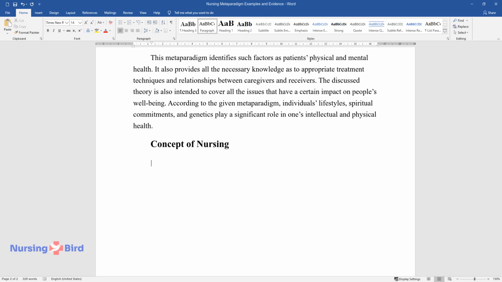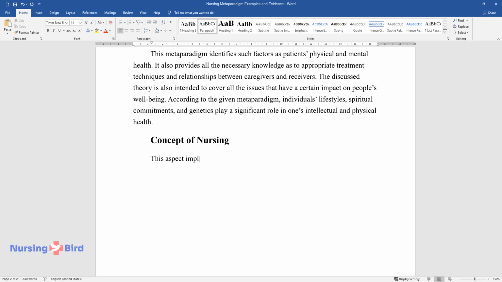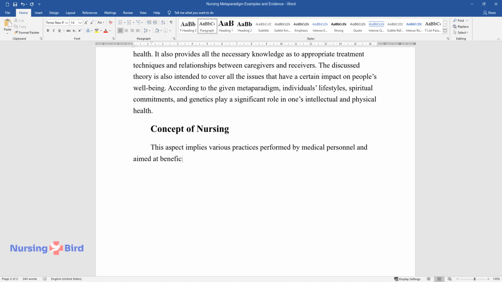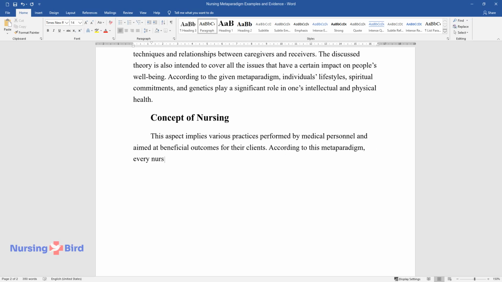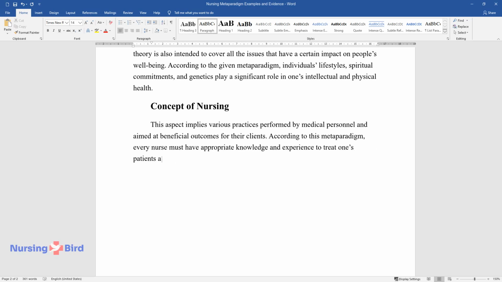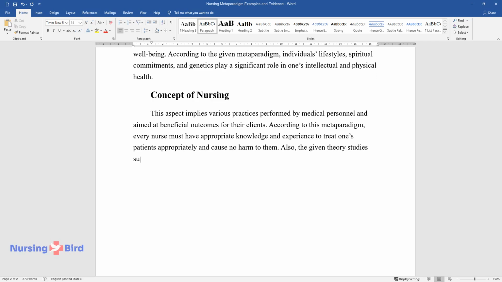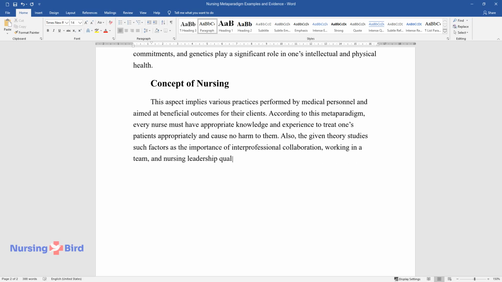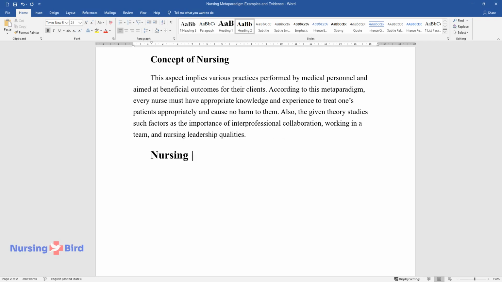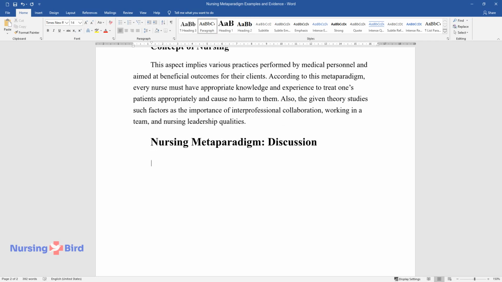Concept of nursing. This aspect implies various practices performed by medical personnel and aimed at beneficial outcomes for their clients. According to this metaparadigm, every nurse must have appropriate knowledge and experience to treat one's patients appropriately and cause no harm to them. Also, the given theory studies such factors as the importance of interprofessional collaboration, working in a team, and nursing leadership qualities.